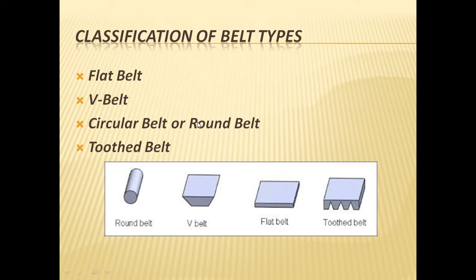The last slide shows the classification of belt types. The flat belt is used for low drives. The V belt is used for medium drives, and the round or tooth belts are used for high drives. The tooth belt is specially designed to avoid slipping. There is very little chance of slipping in a tooth or V belt, but in the case of a flat belt, there is a large chance of slipping. And round belts are used for high power transmission, as in the case of bores or tube wells. Thank you very much.